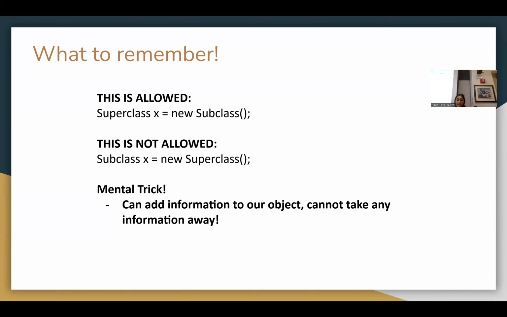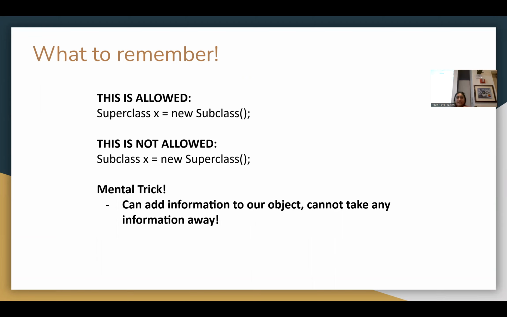So in the case of the dog and Shiba example, if you create a Shiba object, then it has all the information from the dog class plus stuff in the Shiba class. So you're allowed to add information into whatever object you create, but you cannot take information away.